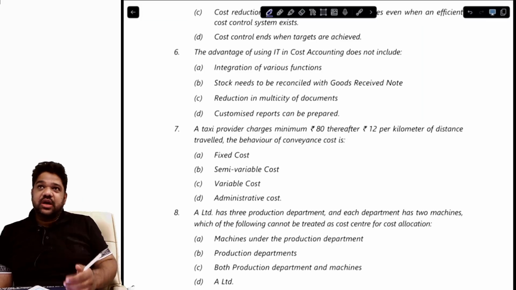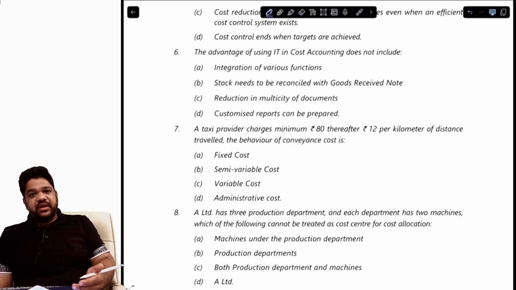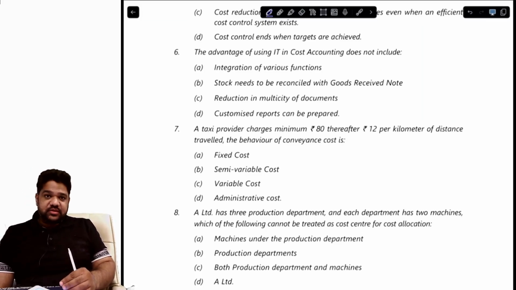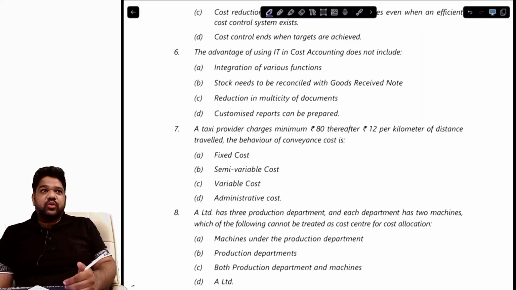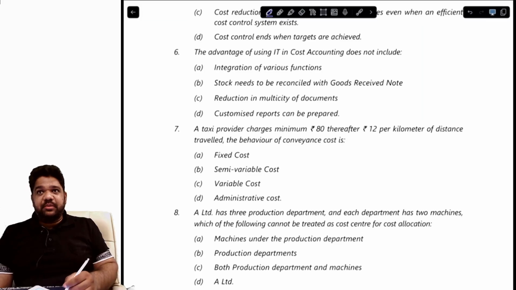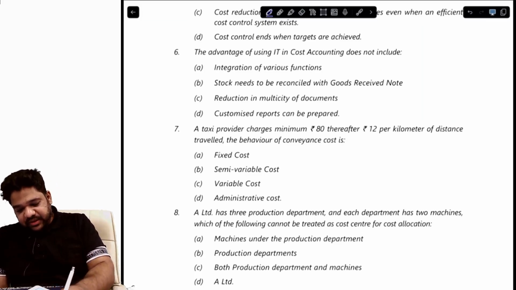Integration of various functions. I'm sure you would understand that when it comes to IT, the first primary thing that comes to mind is integration. So this could not be the one. Then you have reduction in multiplicity of documents. The moment you go IT, you're going digital, and the number of documents would anyways reduce. Customized reports can be prepared, yeah, because of the system. Think of Excel, one data, multiple reports. So the only thing that remains is this.